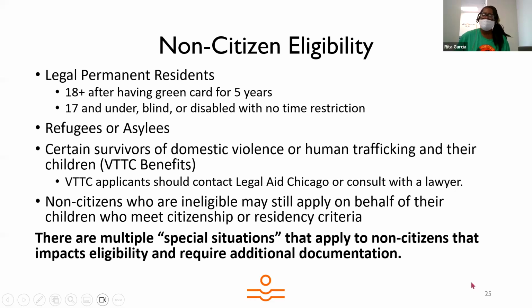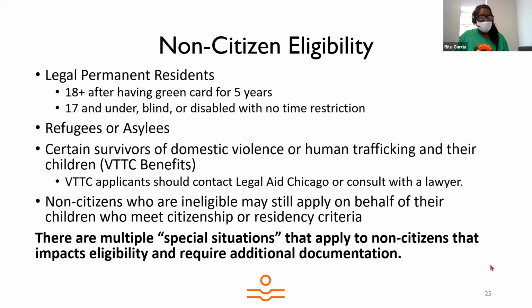And then there's non-citizen eligibility. Legal permanent residents 18 plus after having a green card for 5 years; 17 and under, blind or disabled with no time restrictions; refugees or asylees; certain survivors of domestic violence or human trafficking and their children. So there's BTTC benefits, and BTTC applicants should contact Legal Aid Chicago or consult with a lawyer. Non-citizens who are ineligible may still apply on behalf of their children who meet citizenship or residency criteria.